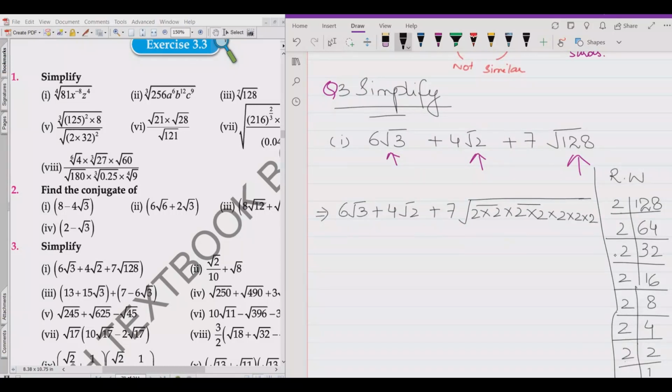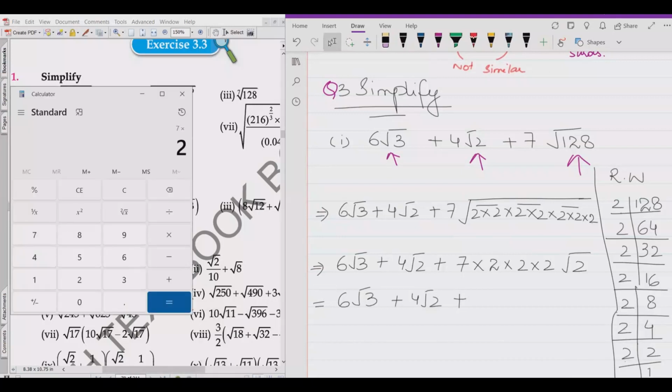Now we will make pairs of them, and each pair brings one 2 outside the root. So 6 root 3, 4 root 2, and 7 multiplied by 2, 2, and 2 outside, and the remaining one is under the root, root 2. Now we can simplify all of them. 7 multiplied by 2 is 14, multiplied by 2 is 28, multiplied by 2 is 56. We get 56 root 2. Now we can simplify these terms because these have similar surds.